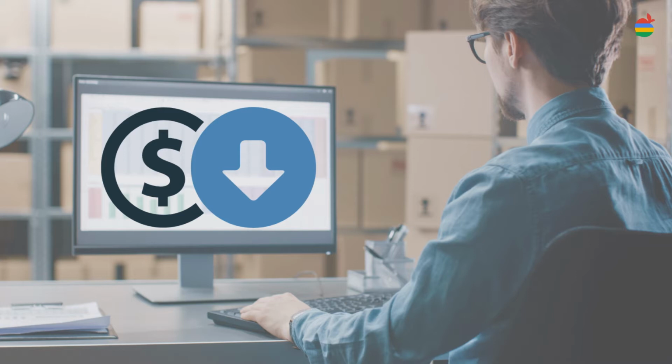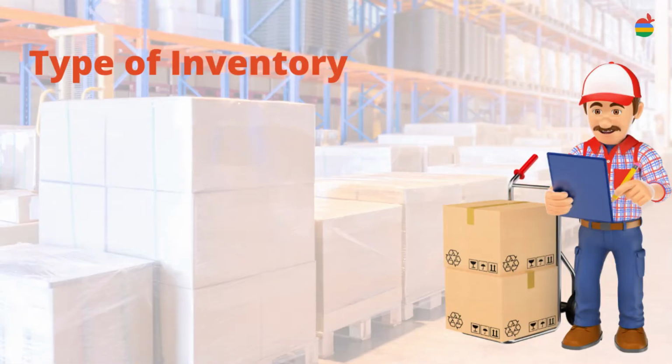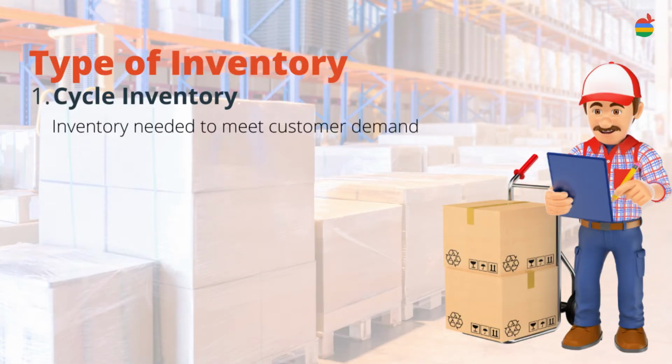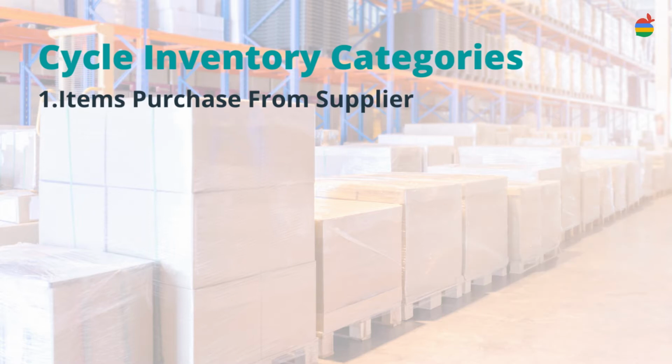The key is to manage your inventory to the lowest level possible while still meeting your customers' needs. And the first step to managing inventory is to understand the different types of inventory, because all inventory is not the same. You want to manage each type in a slightly different manner. There are 4 basic types of inventory. First, the cycle inventory, which is the inventory needed to meet customer demand. And there are 4 categories of cycle inventory, each requiring a different approach to inventory control.